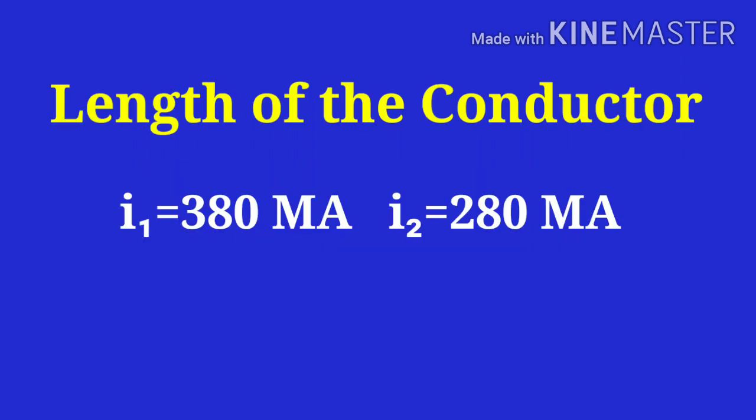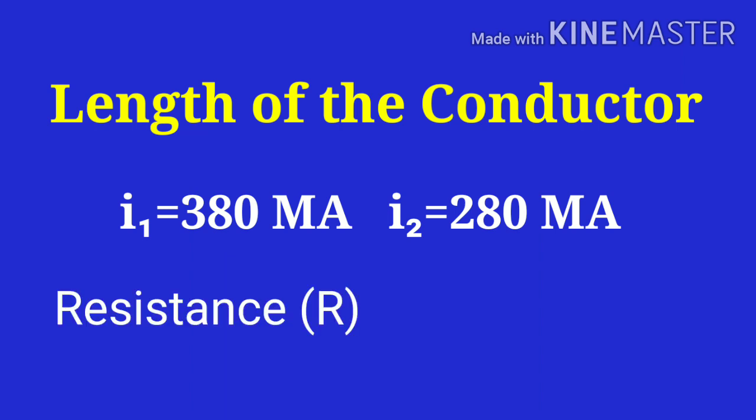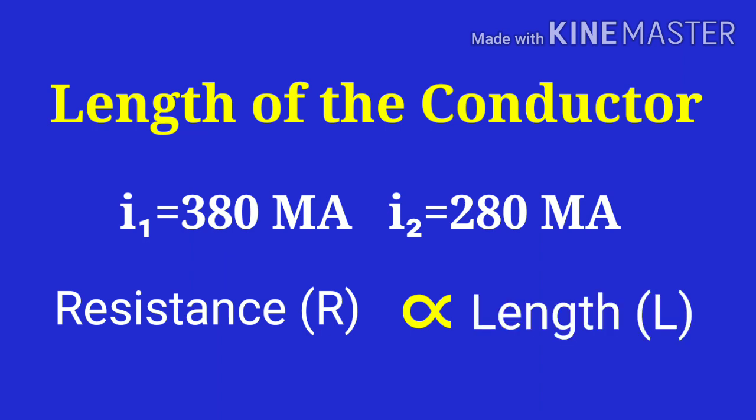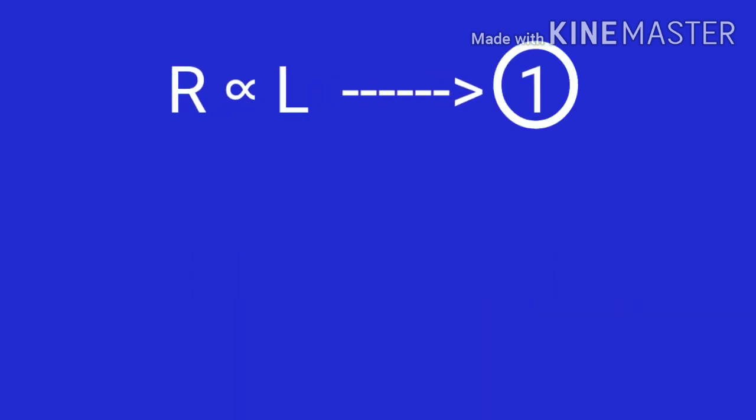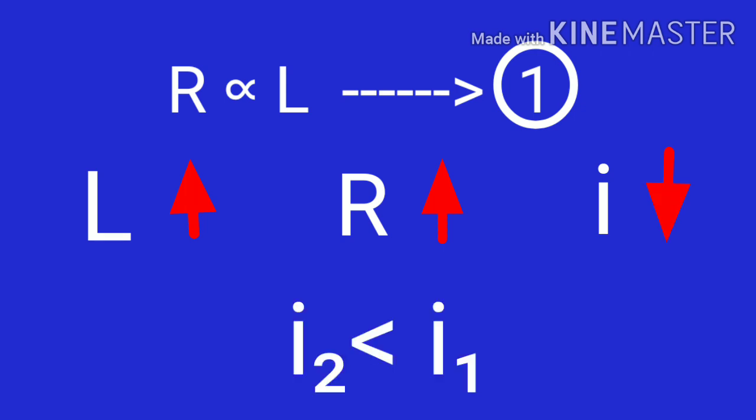Let us discuss I1 and I2. The multimeter reading decreases when the length of the wire is increased. Resistance of a uniform metallic conductor is directly proportional to its length. That is, R is directly proportional to L. Hence, when length increases, resistance also increases, which in turn decreases the current. So, I2 is less than I1.